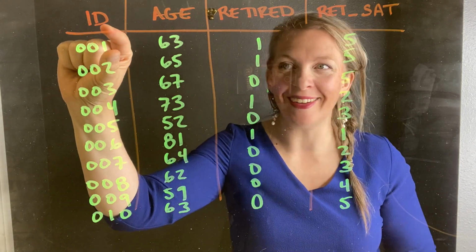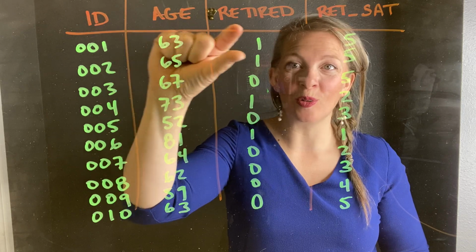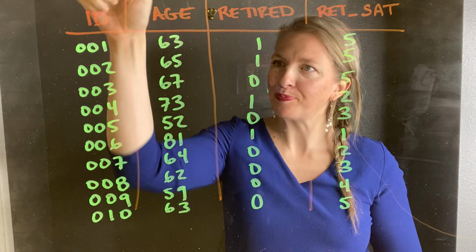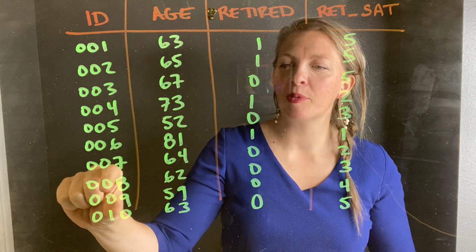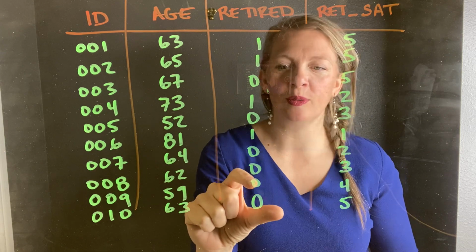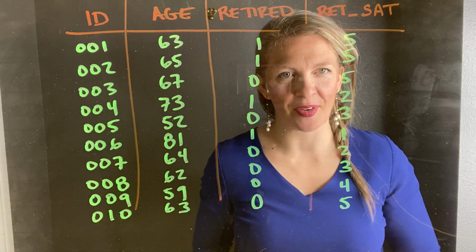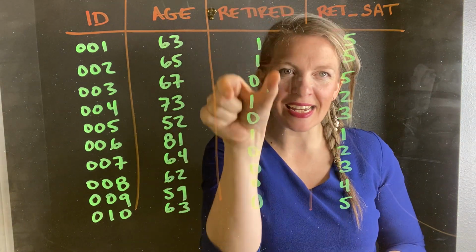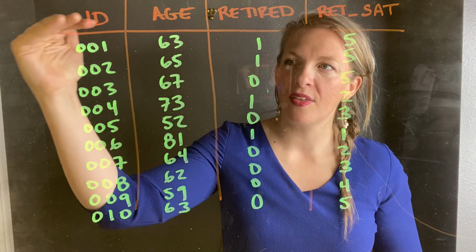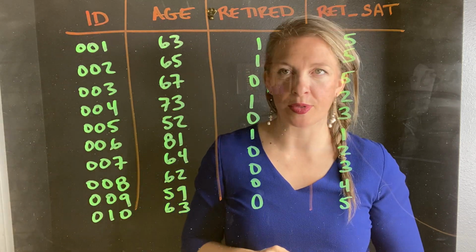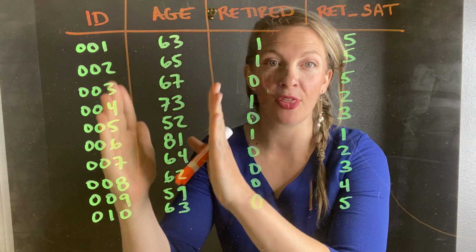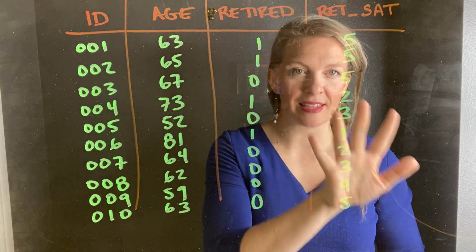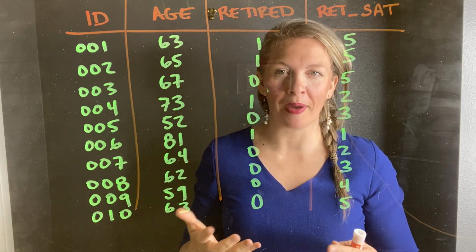Person number 1 is 63 years old and is retired and is highly satisfied with their retirement package. If we jump down, person number 10 is 63 years old. They're not retired, but they're highly satisfied with their retirement package. So each row is an observation, and the data in each column describes the individual observations that are in the rows. Here we have three different variables: age, again, retirement status, and satisfaction with retirement packages.